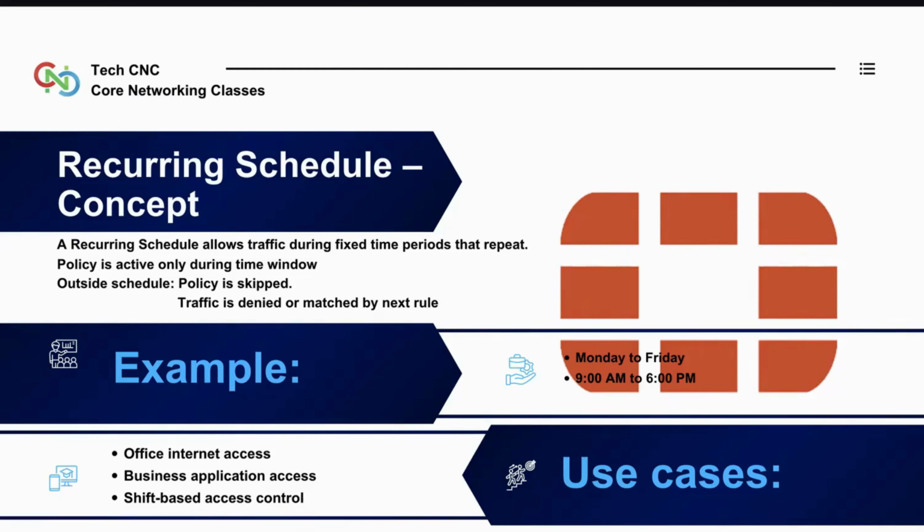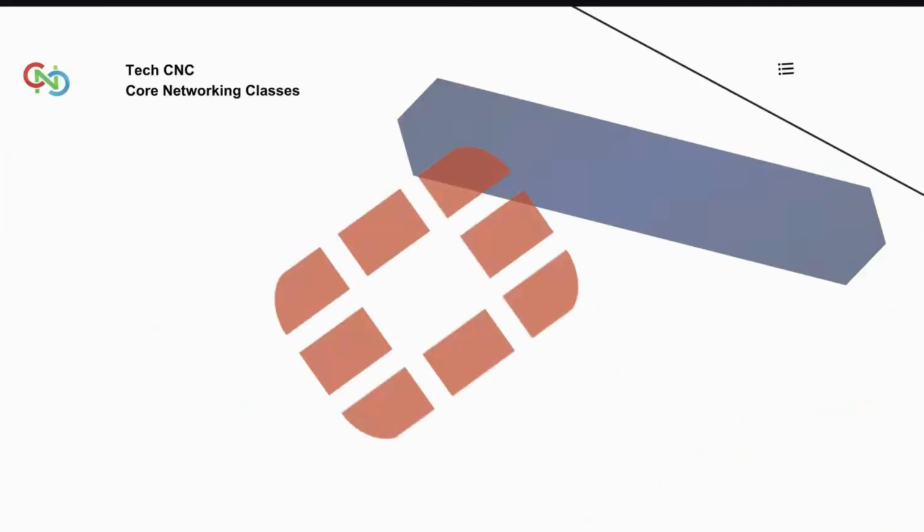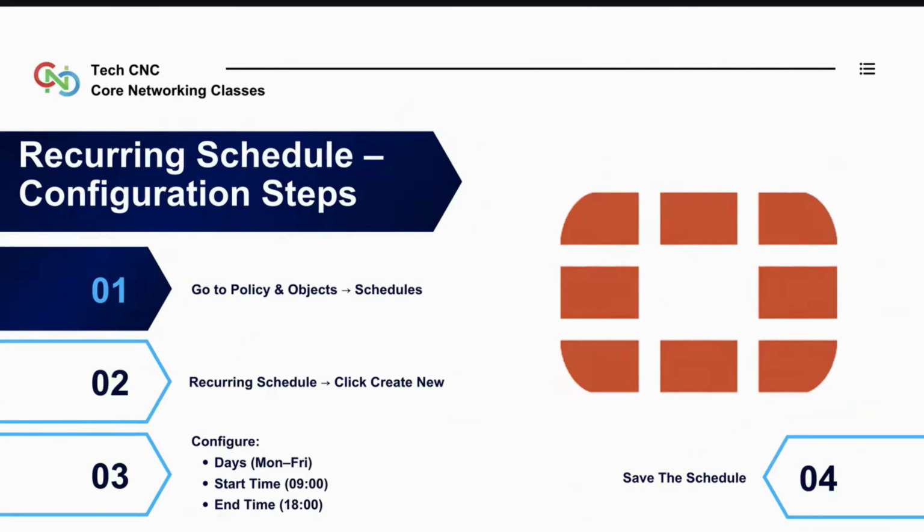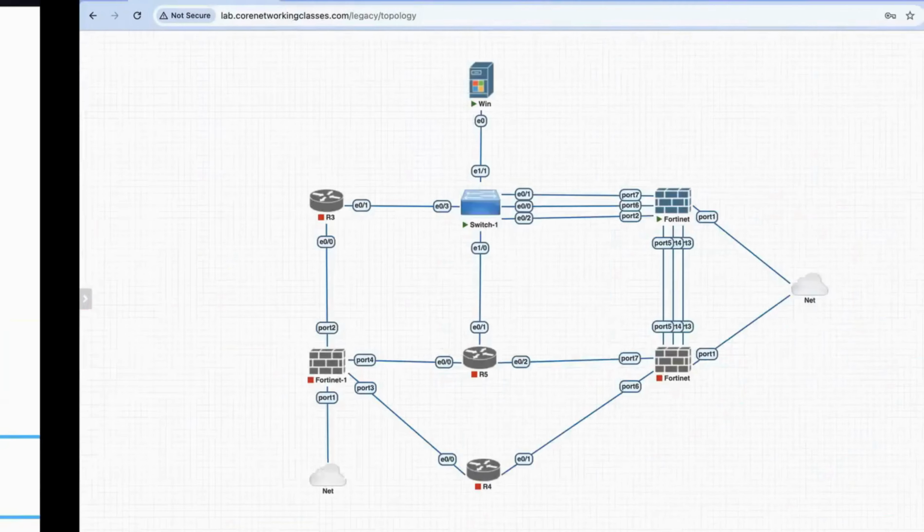So these things we can do in the recurring schedule. Now let's see how we can configure it, and this is very simple. Go to policy and objects, schedules, then go to recurring schedule, create a new one, configure these options: days, start time, end time, and then finally save the schedule. So let's configure these options first, and then we'll go to the next slide.